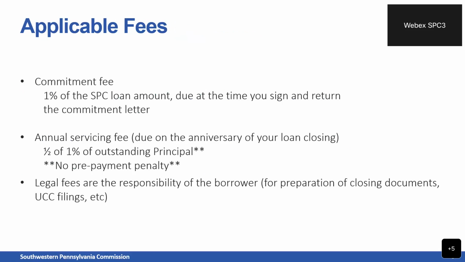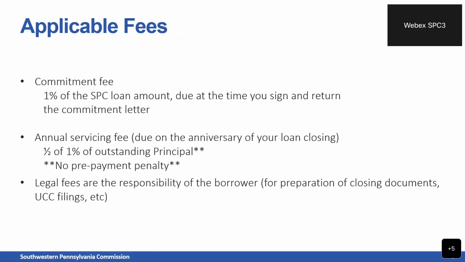Applicable fees. There are a couple of fees applicable to our loans. The first is a commitment fee. That is 1% of the SPC loan amount. That is due at the time that you sign and return the commitment letter. We have an annual servicing fee that is due on the anniversary of your loan closing date. That is equivalent to half of 1% of the outstanding principal.